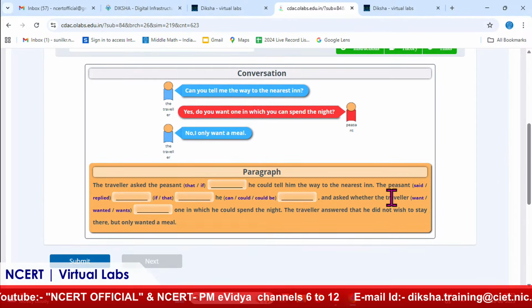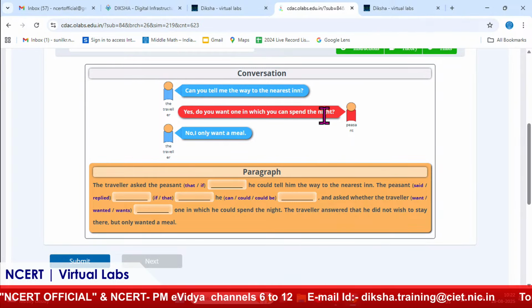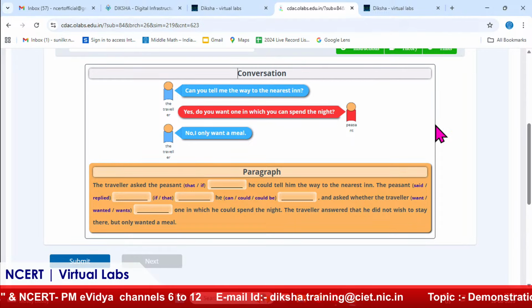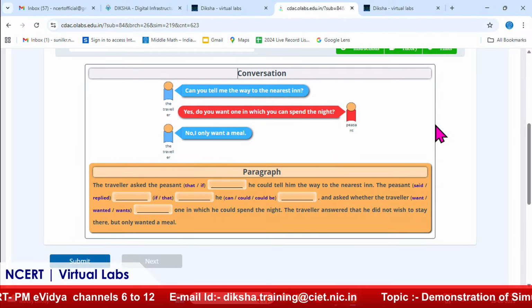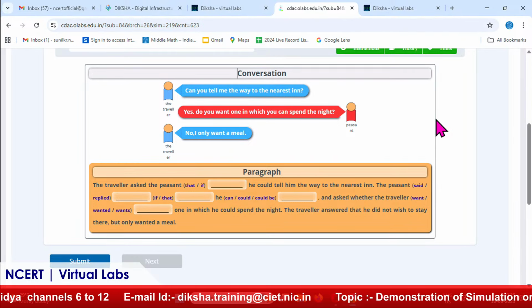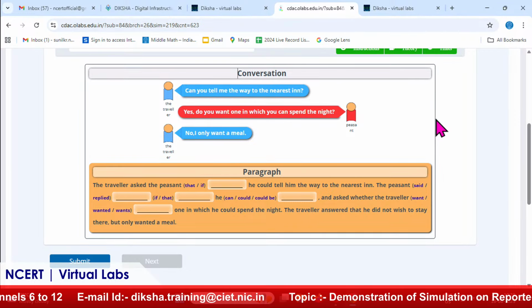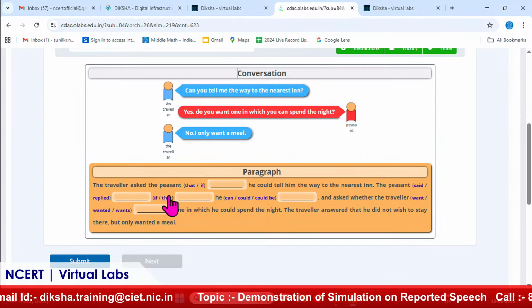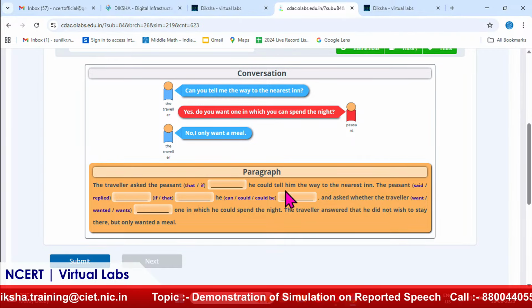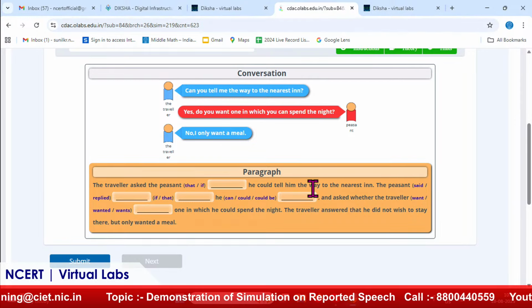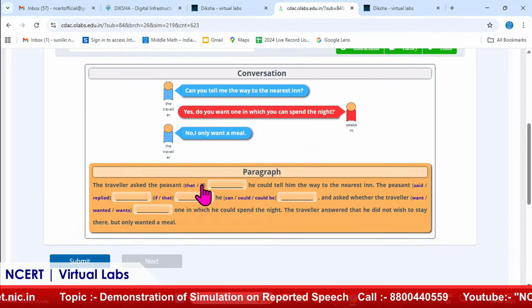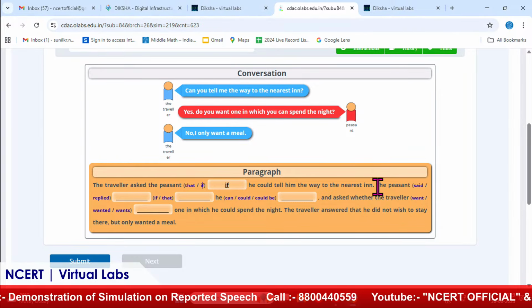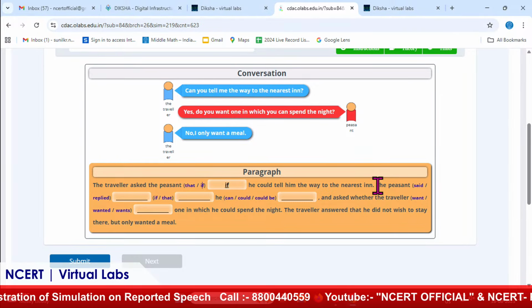So it's a conversation between a traveler and a peasant. Can you tell me the way to the nearest inn? The peasant says yes. Do you want one in which you can spend the night? The traveler says no, I only want a meal. Okay. So the traveler asked the peasant if he could tell him the way to the nearest inn. So when it's a question, it will always be if or whether. Whether as in WHETHER.